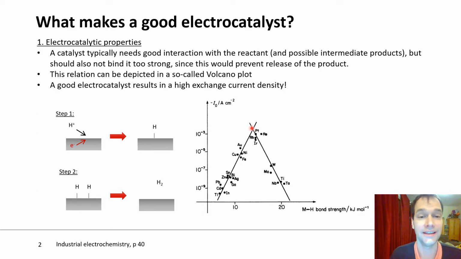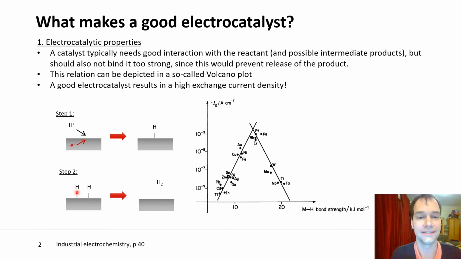And that actually makes quite a lot of sense, because if it binds very weakly, then this first step does not occur. On the other hand, if it binds too strong, then the second step will not occur because the hydrogen atoms are sitting happily on the surface and nothing happens. So you need this right binding strength for the reaction to occur.